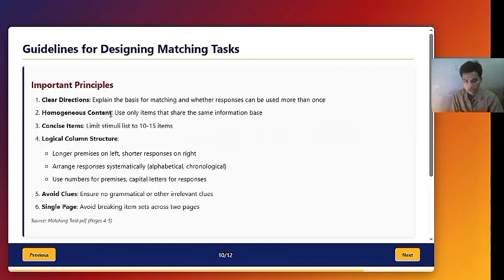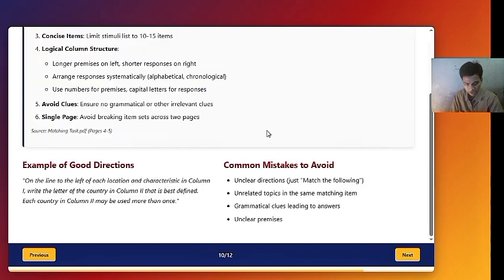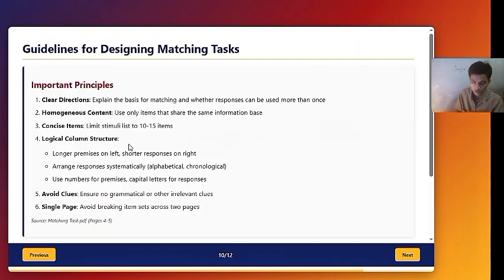The second one is homogeneous contents. Use only items that share the same information base. For example, names with names, terms with terms, years with years. Because sometimes if you see unrelated topics in the same matching task, it confuses them. So it's also something to consider, or perhaps a way of making it easier for the students.